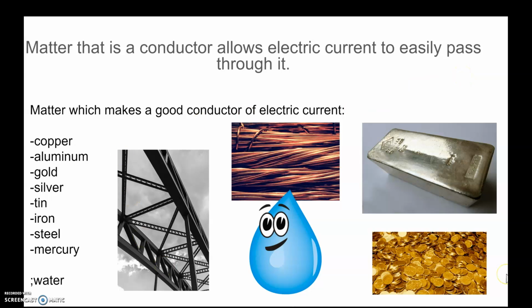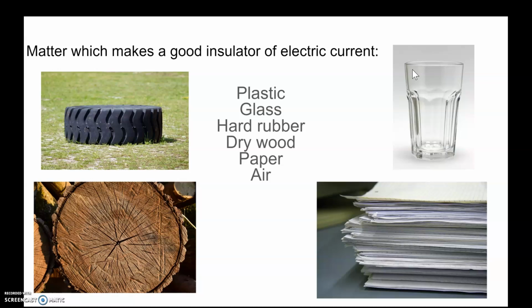Here on this page also shows you examples of what some of those items look like. Now, what is an insulator? An insulator is matter that does not allow electric current to easily pass through it. And the types of matter that are good insulators of electrical current? Well, plastic, glass, hard rubber, dry wood, paper, and air.